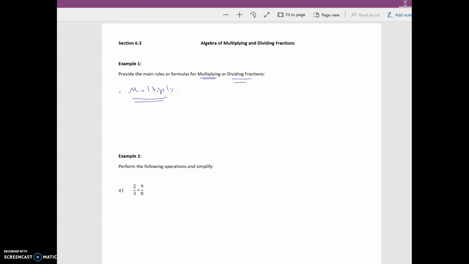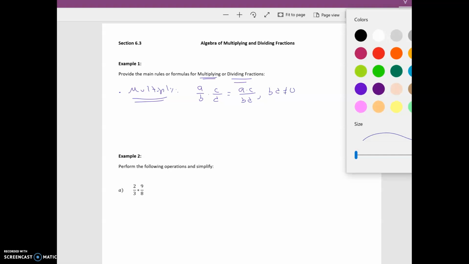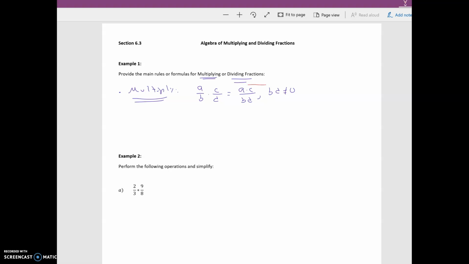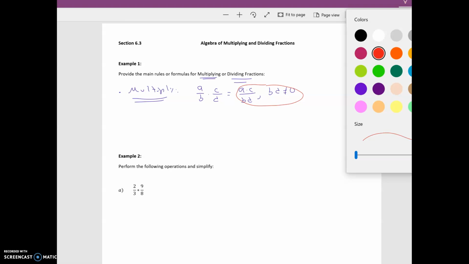So if we deal with multiplication and you have a divided by b times c divided by d, the main rule just says you're going to multiply the numerators and the denominators and then factor and cancel any common factors. So this is going to be a times c divided by b times d, as long as b times d is not equal to 0. So on any multiplication of fractions, you're looking at the following formula.